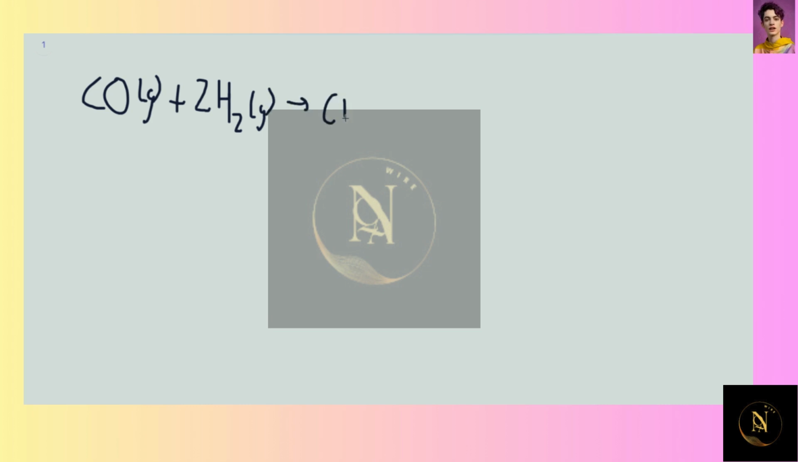This problem gives us the following equation: CO gas plus 2H2 gas forms methanol, CH3OH gas. And the first thing we want to do is find the limiting reactant.